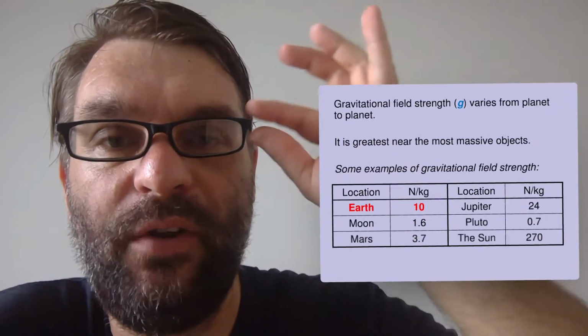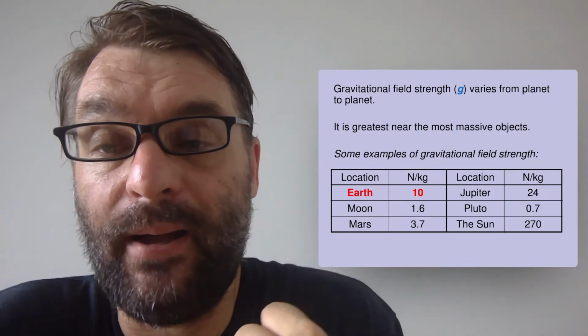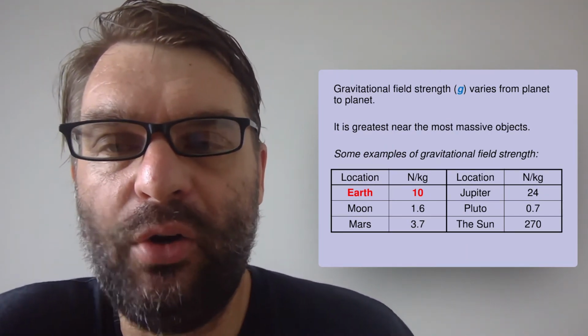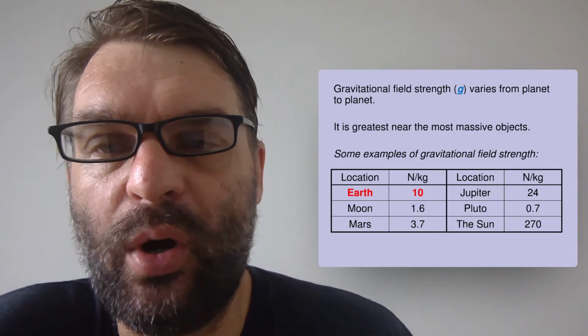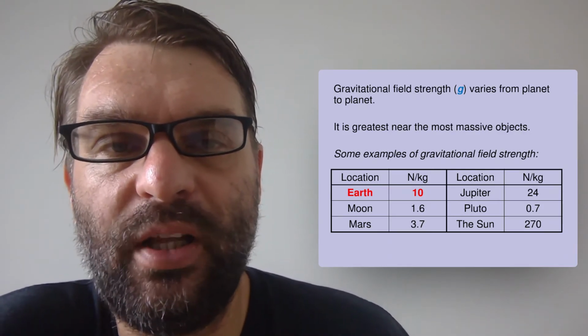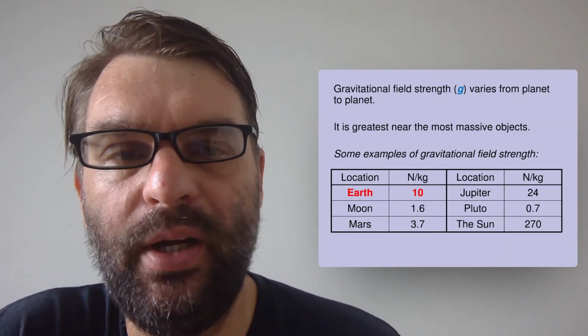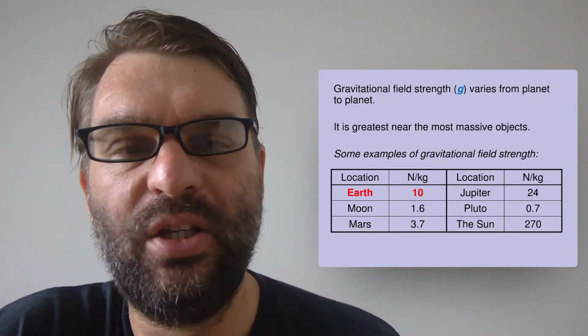And this gravitational field strength, due to different sizes of the planets, is different on different celestial bodies. So the Moon, it's quite weak, it's about 1.6 newtons per kilogram, whereas on the Sun, because it's so massive, it's about 270 newtons per kilogram. And Pluto's really small, so it's about 0.7 on Pluto.